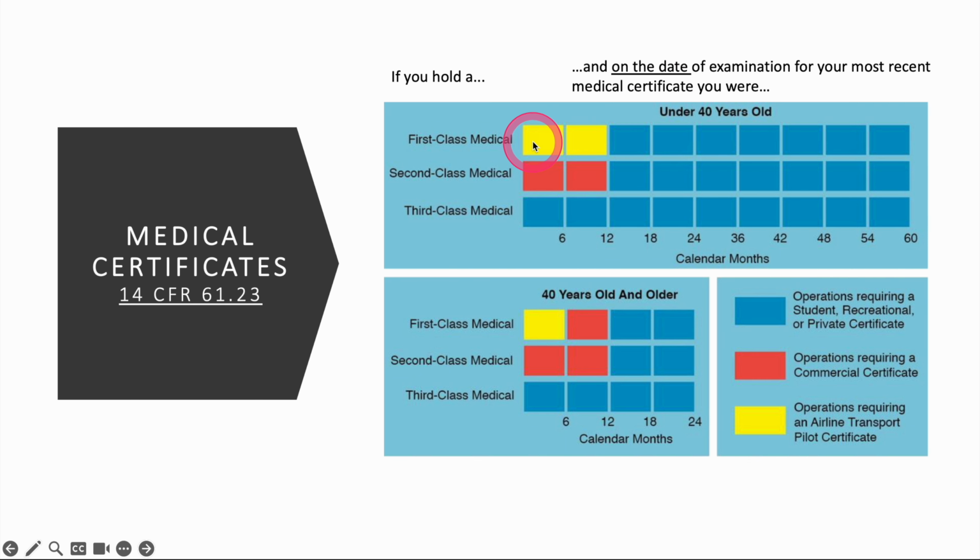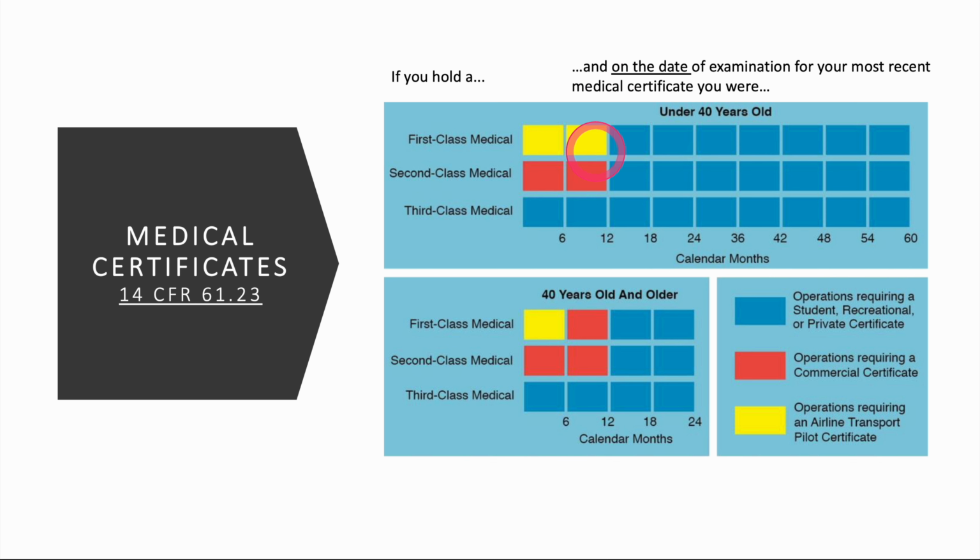So first class medical. So if you are planning on going to airline level, you want to fly, have an ATP, that's good for 12 calendar months. And if you haven't gotten a medical yet, I would recommend applying for first class, because if your goal is to fly for an airline and you don't meet the medical requirements for first class medical, it's better to find out sooner than later.